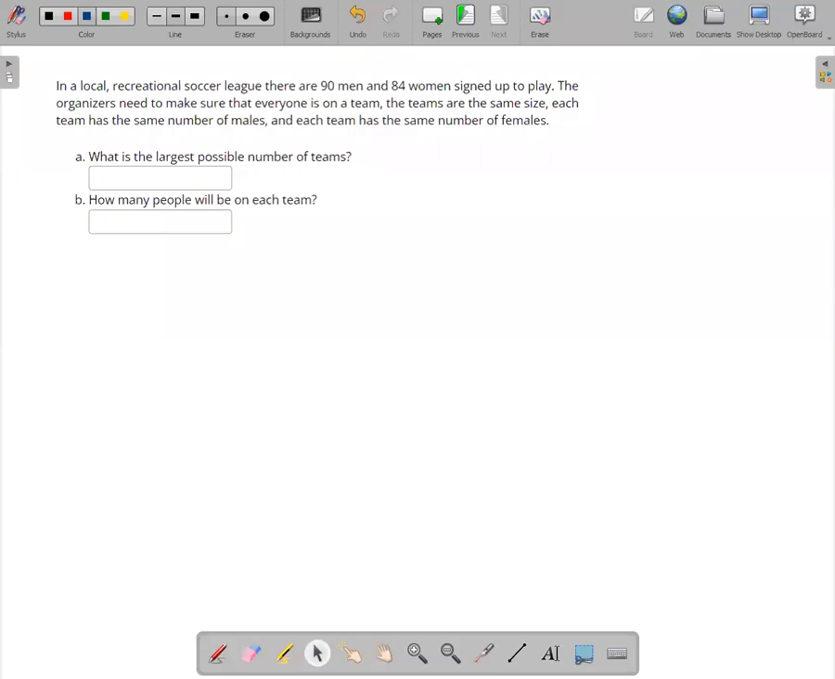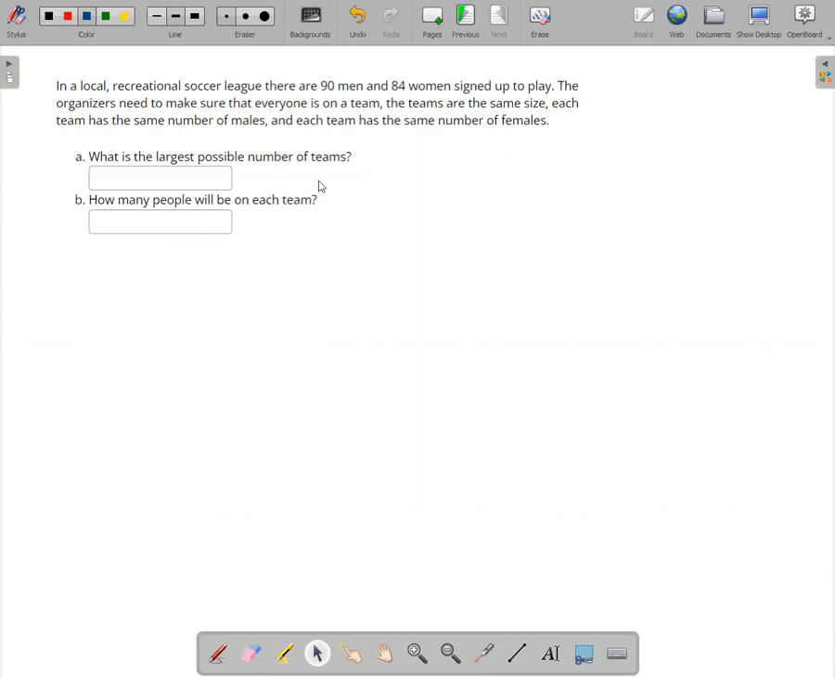In a local recreational soccer league, there are 90 men and 84 women signed up to play. The organizers need to make sure that everyone is on a team. The teams are the same size. Each team has the same number of males, and each team has the same number of females. What's the largest possible number of teams? How many people will be on each team?